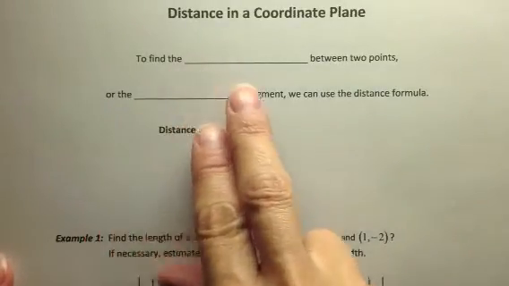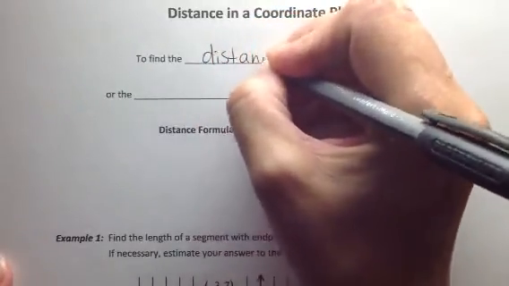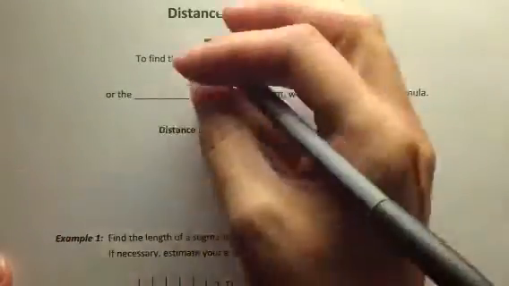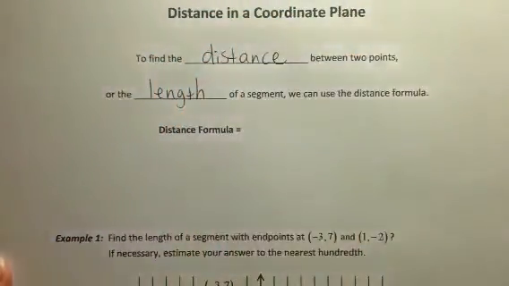Okay, to find the distance, we're now talking about a coordinate plane. To find the distance between 2 points in a coordinate plane, or the length of the segment, remember these two things mean the same thing, we can use the distance formula.